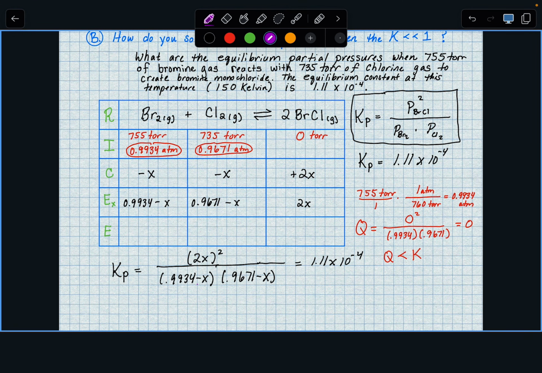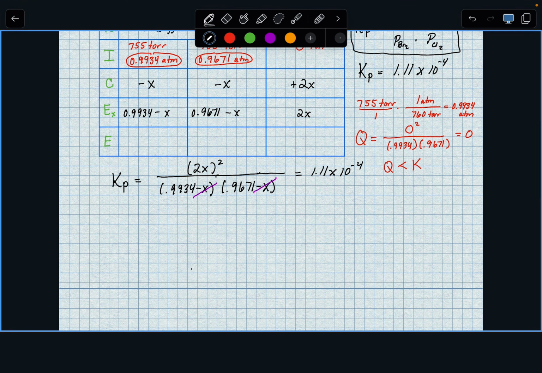All right, now because the K value is small, this is something called an approximation, and we'll check the error of this later. We're going to basically ignore that x. And why we can do that is because we're going to assume that this concentration and this concentration is not changing much, and it'll simplify the math, and we can just solve for the 2x in the numerator there, which will turn into 4x squared. So you're going to end up having 4x squared in the numerator, over 0.9934 and 0.9671, and then that's going to equal 1.11 times 10 to the minus 4th.